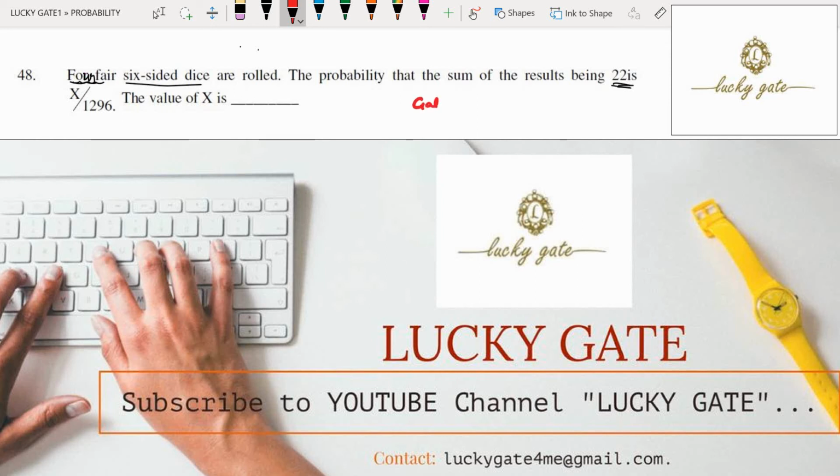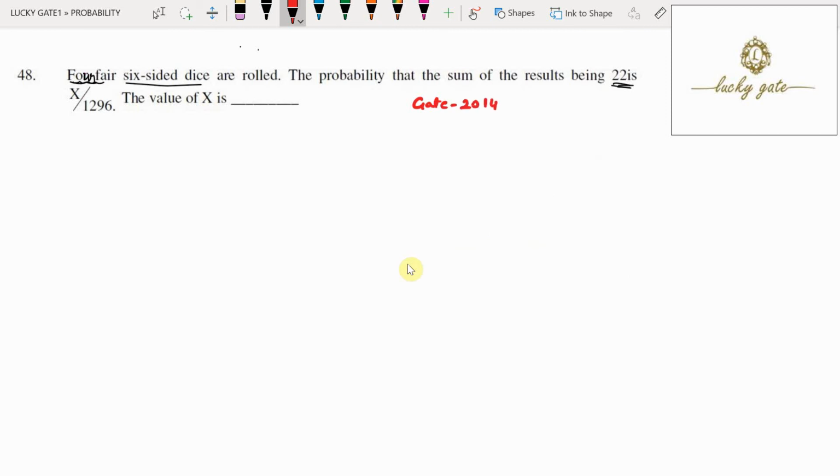This is a question in GATE 2014, asked for 2 marks from the subject probability. Now coming to the question, 4 fair 6-sided dice are rolled. So the number of dice rolled is 4. If 4 dice are rolled, the number of possible outcomes is equal to 6 to the power of 4, which is equal to 1296. The set of possible outcomes of a random experiment is called the sample space.